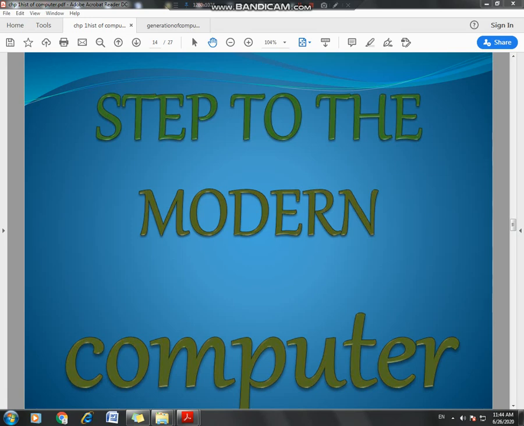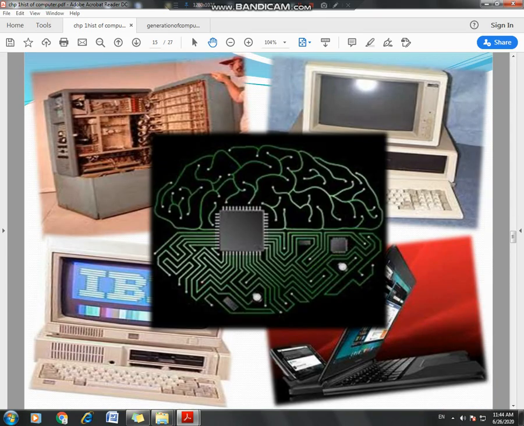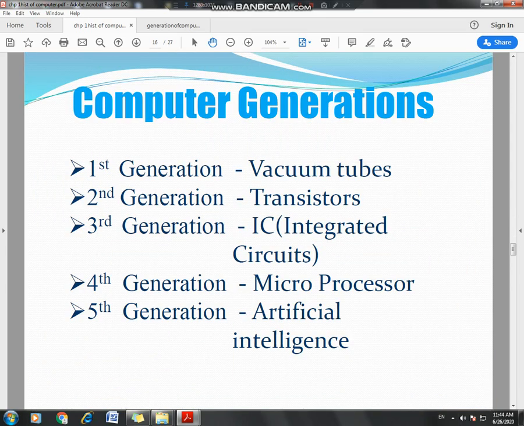When we finally created the first computer, later on advances were being made to make the computer more and more enhanced and advanced. In that notion, we categorize computers in five different generations.